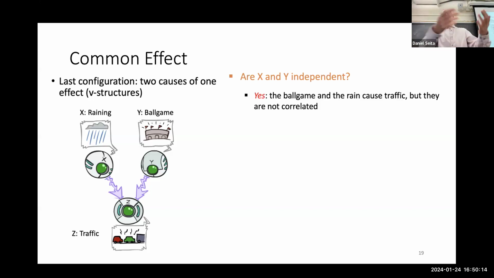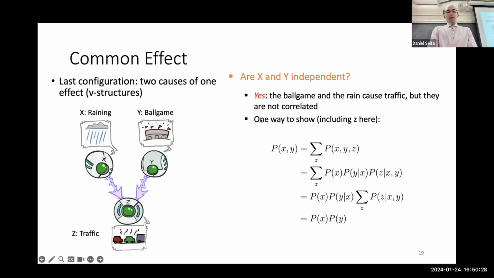Yeah, so the ball game and the rain, they might cause traffic, but they're not correlated. There's no direct arrow from one to another. If you want to show it mathematically, you could try including all the random variables here: probability of X and Y is the same as this thing. So you add in Z, but you marginalize it out. This is just the definition of marginalization.